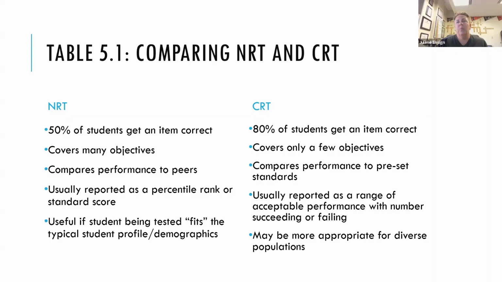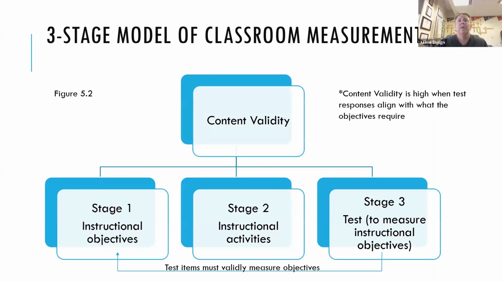Criterion reference might be more appropriate for diverse populations because with norm reference tests, when you're comparing performance to peers, if the student isn't like their peers, it's really hard to make a valid comparison. So that gets us to different things related to measurement.